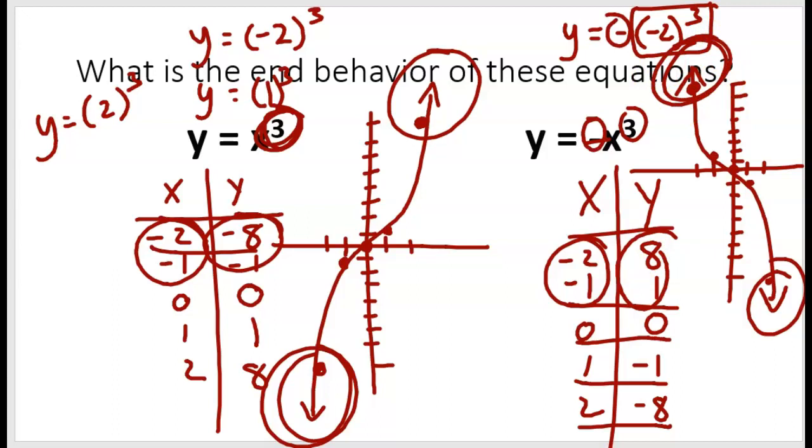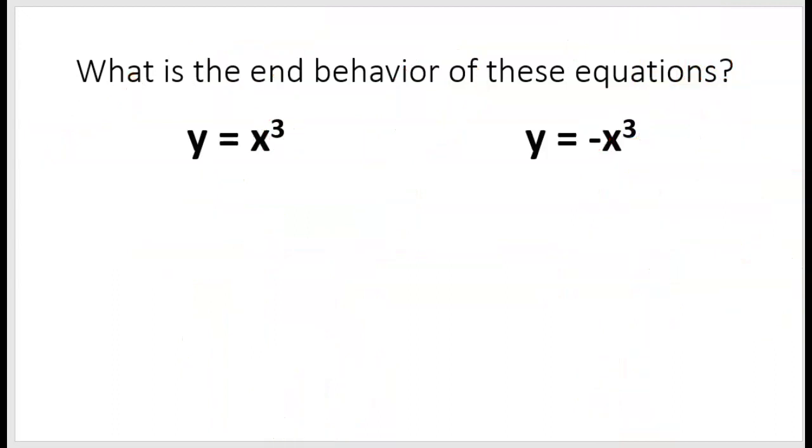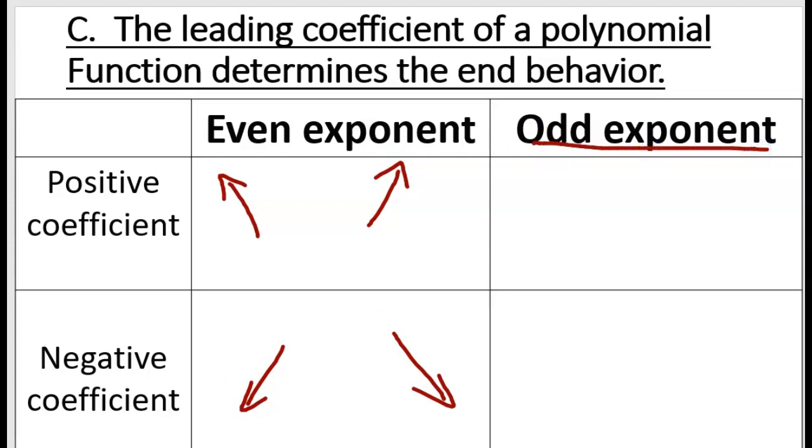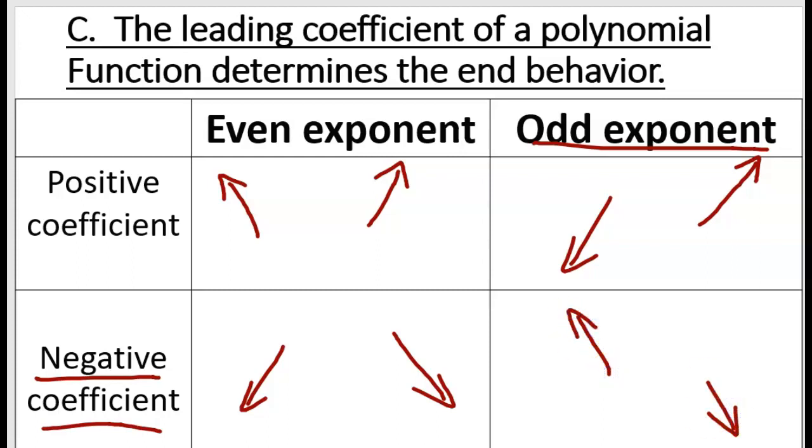All right? And so I want to summarize these results now in our table as well. So let's go back to that table, and let's finish it. We had this before. When you have an odd exponent, they do opposites. They go in opposite directions. If the coefficient is positive, right goes up, left goes down. But with an odd exponent, if the coefficient is negative, left goes up and right goes down. Okay? So here's what I want you guys to therefore walk away from this. The leading coefficient of a polynomial and its exponents determine what the end behavior will look like.